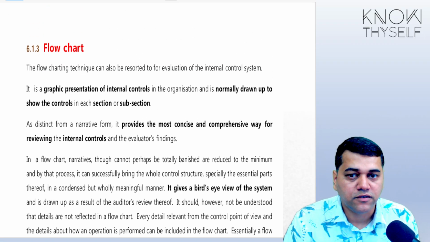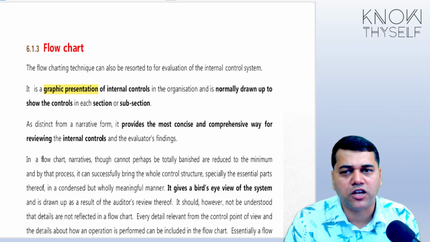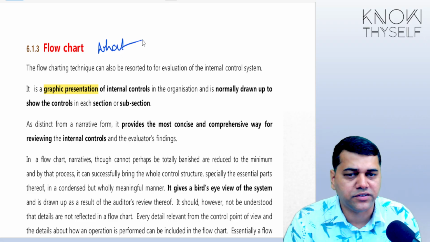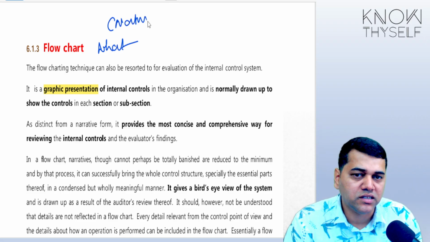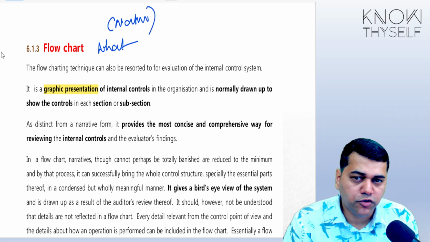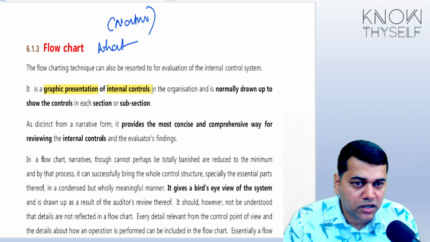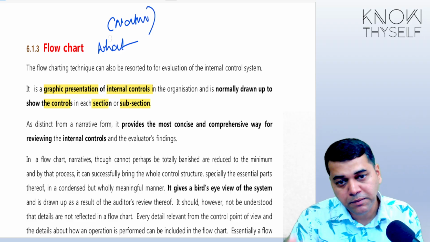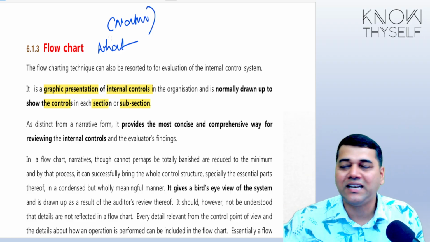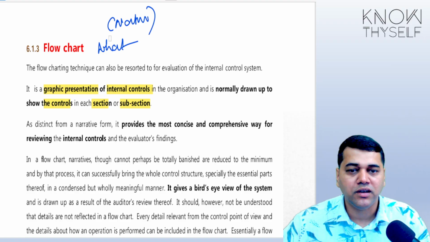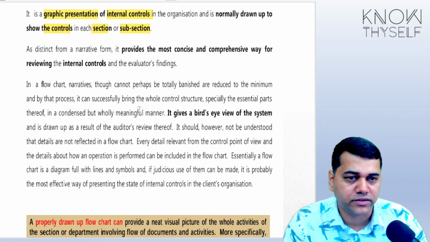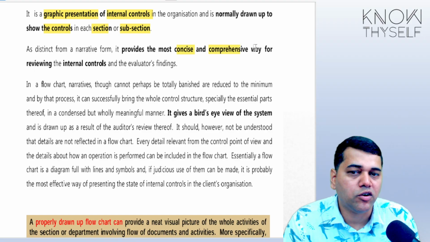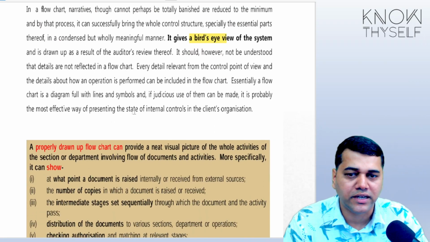What is the flowchart? The flowchart is a graphical presentation. Always start with what it is, the nature. So a flowchart is a graphical representation of the internal controls, normally drawn up to show the controls in each section and subsection. That means purchase, and in purchase you have inventory, contracts, verification, processing, placing of approval notes, etc. So it will give you a concise and comprehensive way to review the internal control, and it will give you the bird's eye view. Something you can write here.